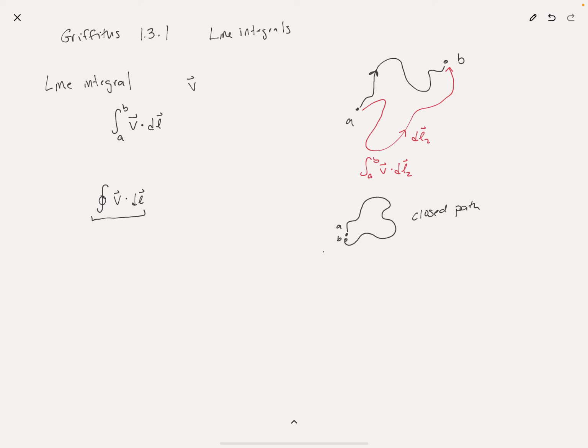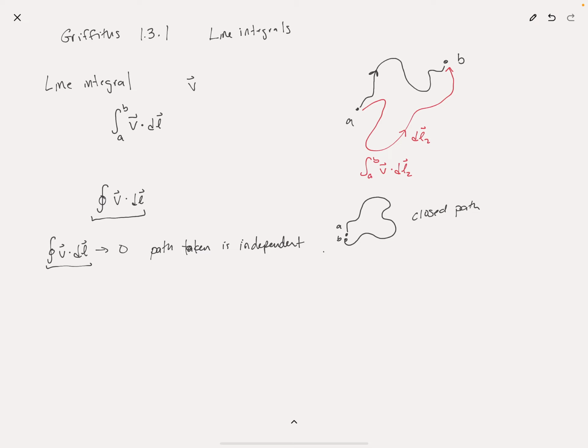However, there are particular types of vector fields where this closed loop yields 0. All right. If that's true, that means that the path taken is independent. Or rather, it doesn't matter which path you take from point A to point B. This line integral will be 0. And you've probably talked about things like this in the past.